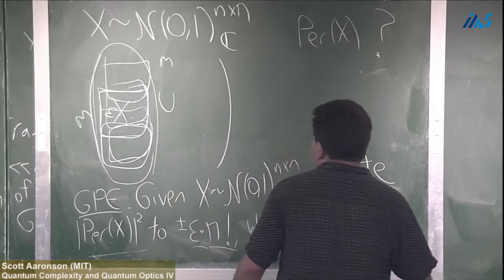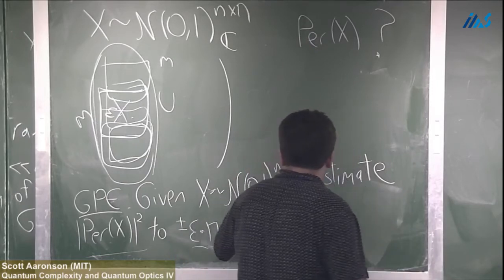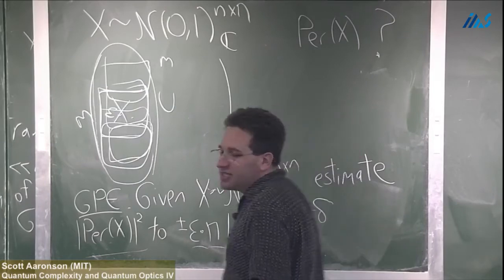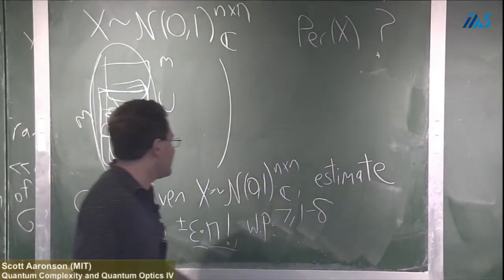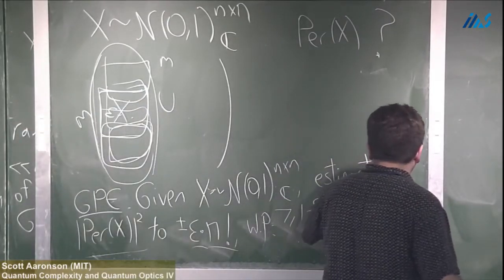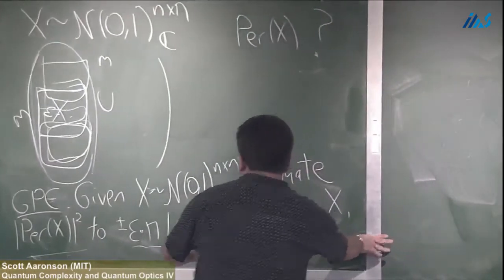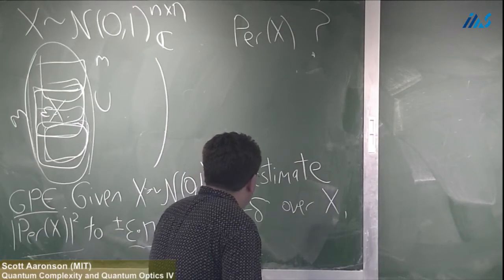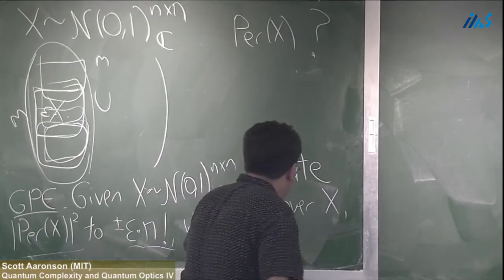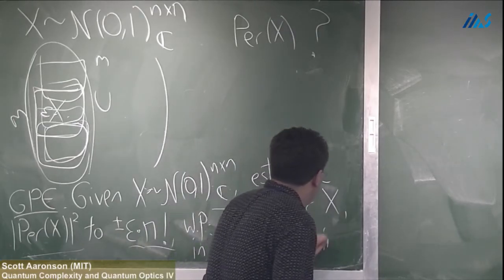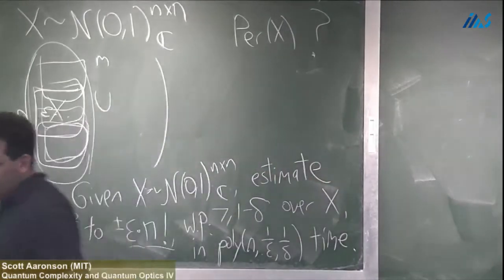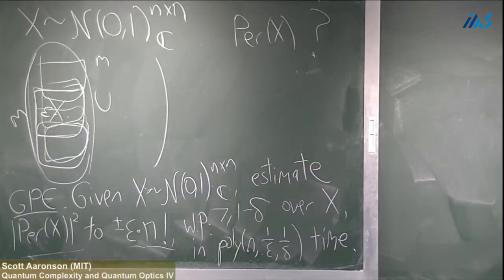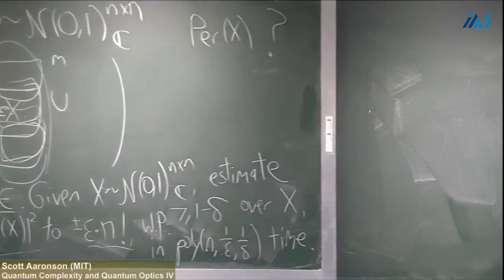And you don't have to do it for every matrix. You only have to do it with probability at least 1 minus delta over the choice of x. And to do all this, you can use time which is polynomial in n and 1 over epsilon and 1 over delta. So that's the problem that's going to be relevant to us.